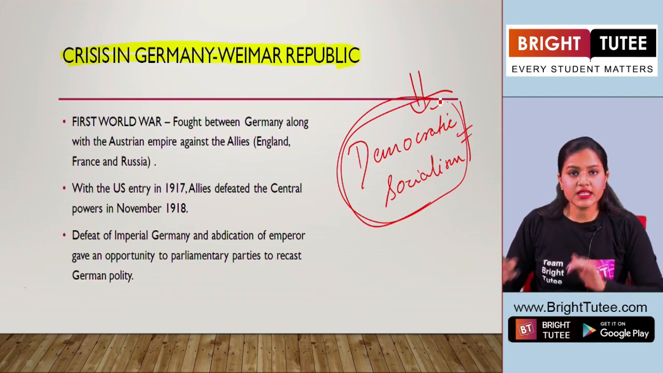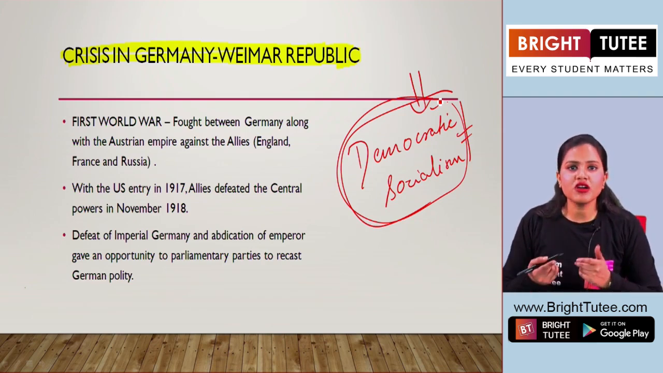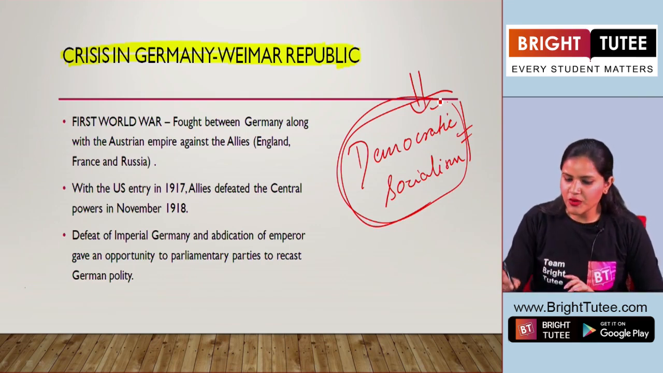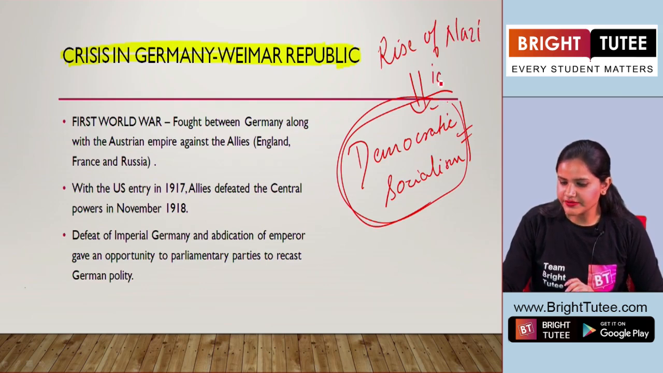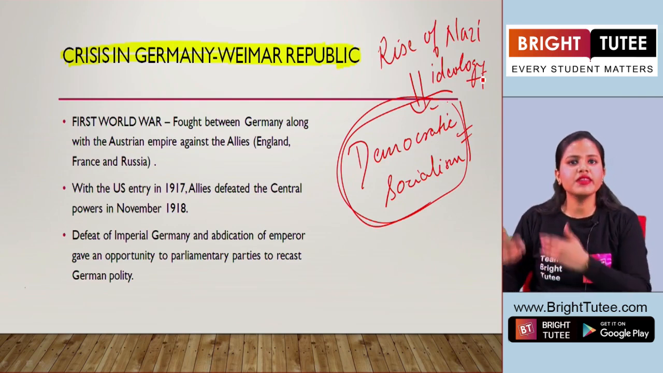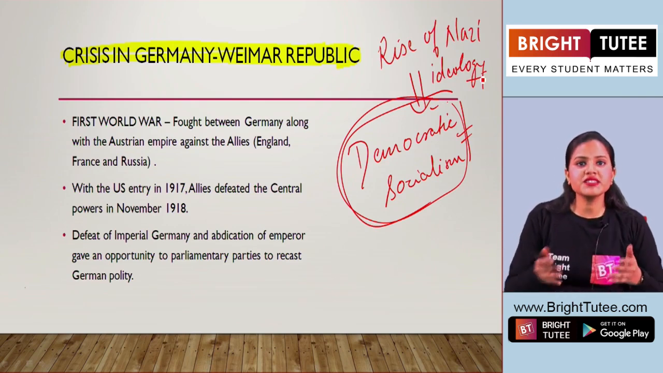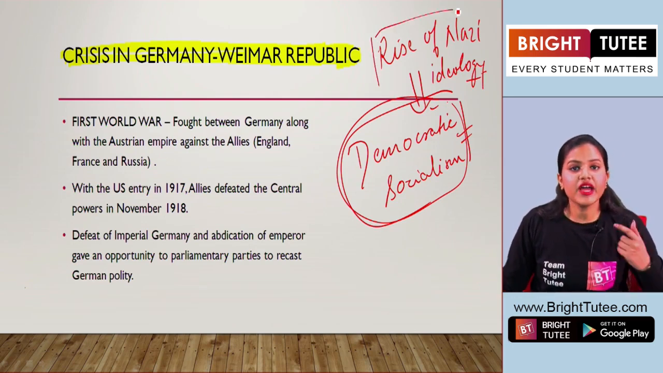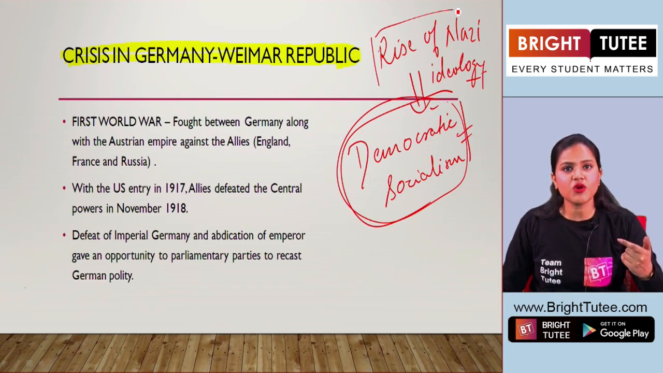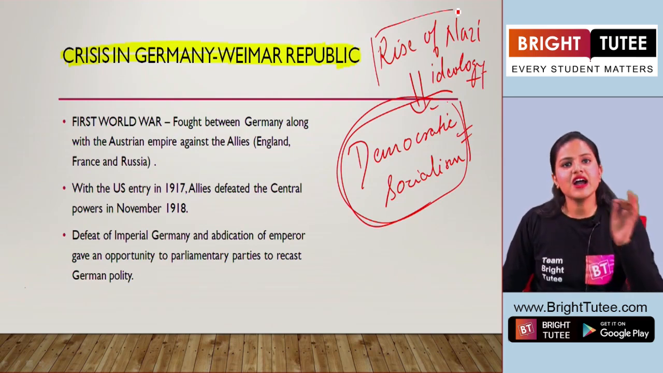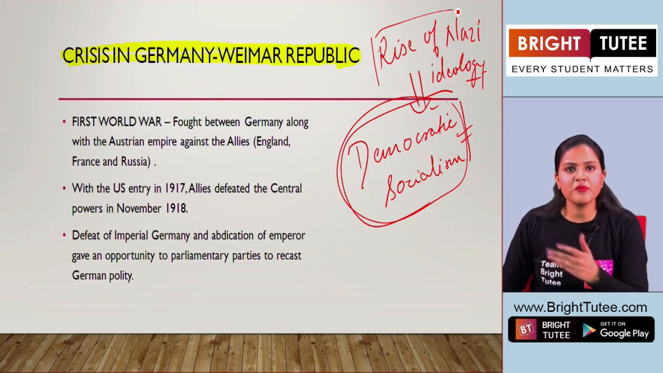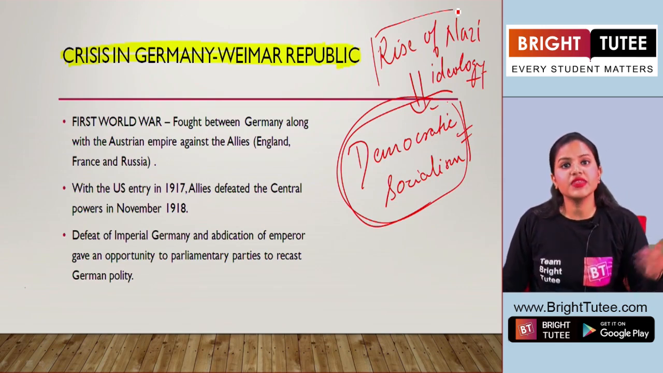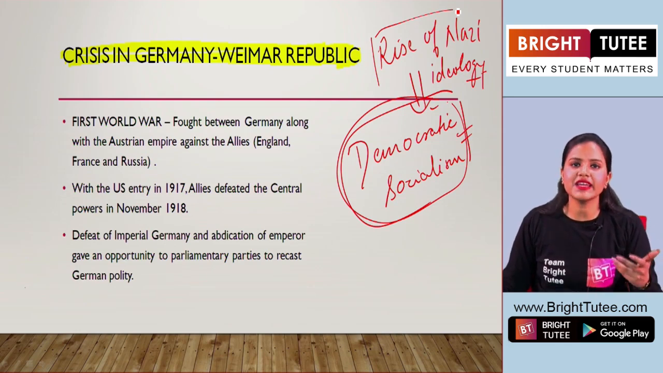So based on this, now we are going to talk about Germany, where we see the rise of Nazi ideology. Talking about the Nazi ideology, we are going to learn that later on. But what was the situation in Germany that led to the rise of Nazism and Adolf Hitler, right? The man who was somewhere responsible for starting the Second World War, right?